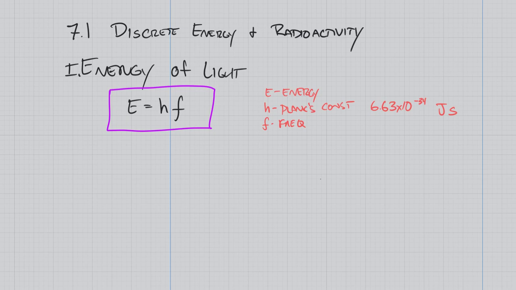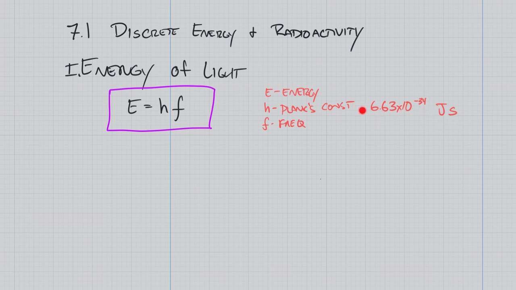Unit 7, Modern Physics, 7.1, Discrete Energy and Radioactivity. First thing we need to understand is that light carries energy, and we can find the amount of energy that light carries by the equation E equals hf, where h is Planck's constant, which is a value here, 6.63 times 10 to the negative 34 joule seconds.